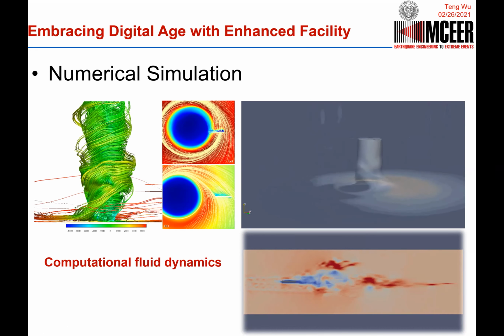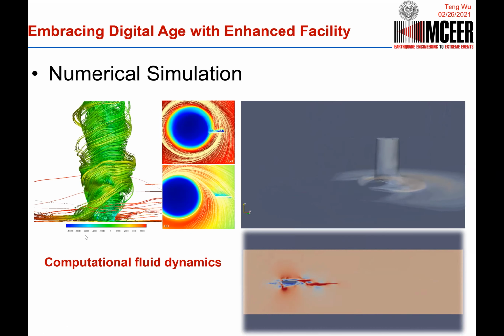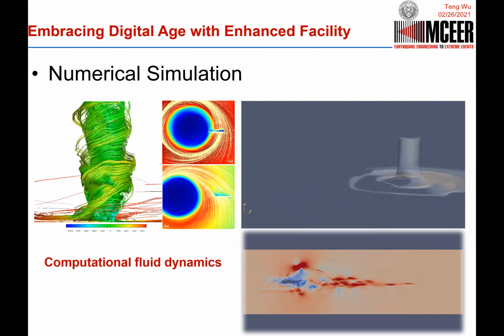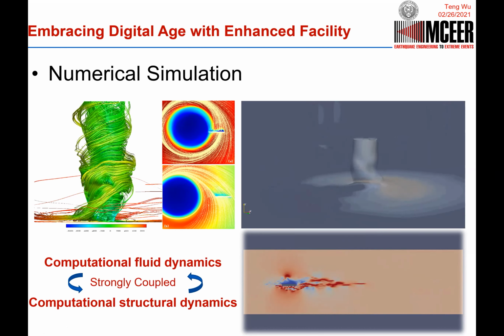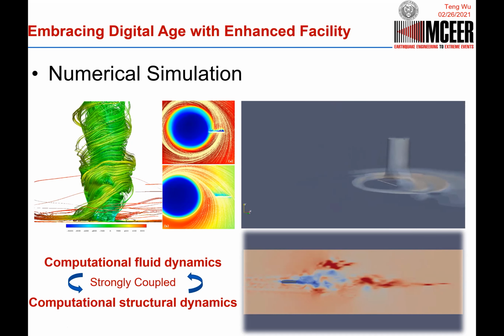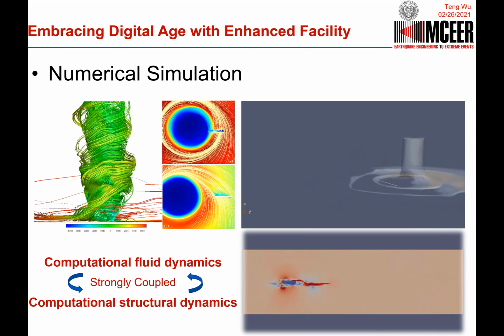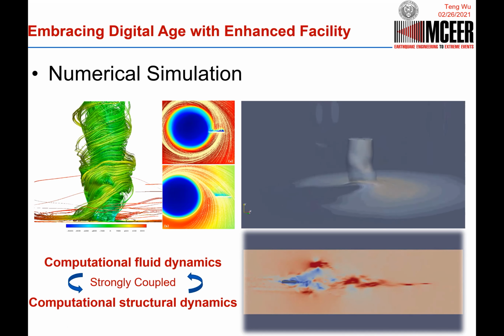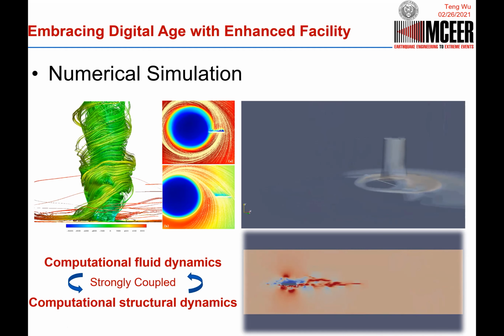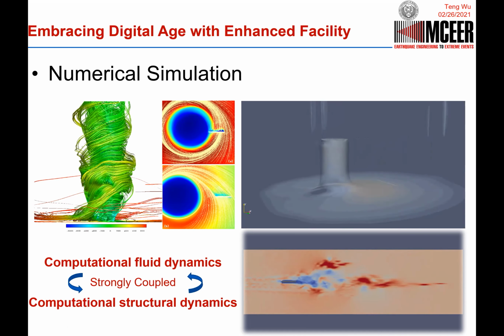To put everything in the computer, in the numerical world, we use CFD to simulate the wind and CSD to simulate the structural dynamics. Those CFD and CSD are strongly coupled, and the strong coupling is an issue to deal with. In summary, CFD, CSD, and fluid-structure interaction simulation in the numerical world is very promising, but probably the time is not ready yet. So the other way is to put everything in the physical world.